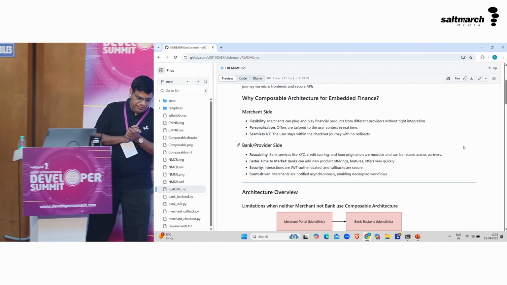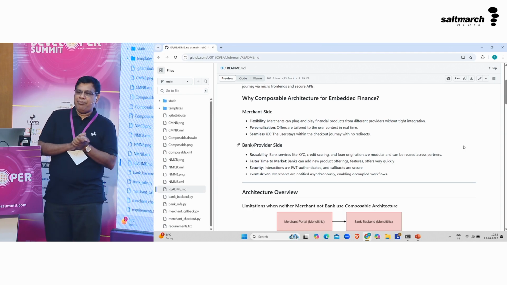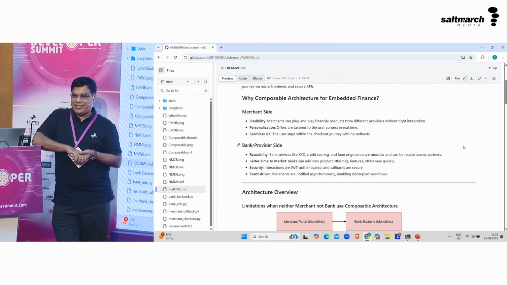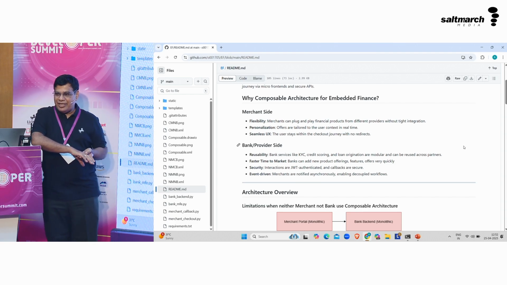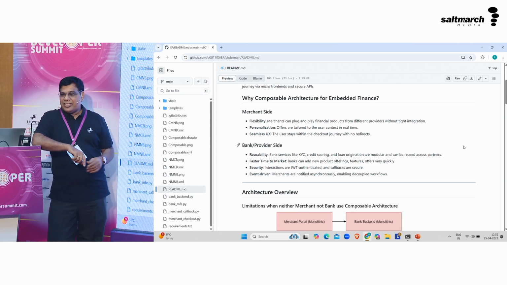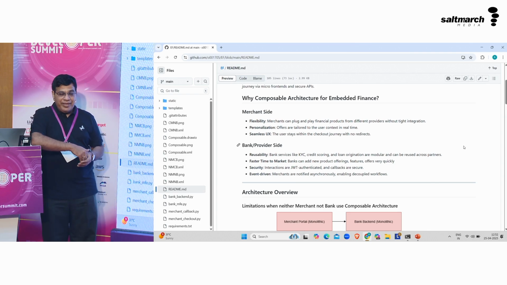Okay. So why is composable architecture needed on both sides? If the merchant side doesn't have composable architecture, what happens? They are tied to a bank. They cannot provide more offers to customers easily. They cannot give any customizations on their product to customers. And when banks are the providers, I mean, using banks, but it could be any financial provider, a company like Stripe, a company like RazorPay, it could be any of those things.